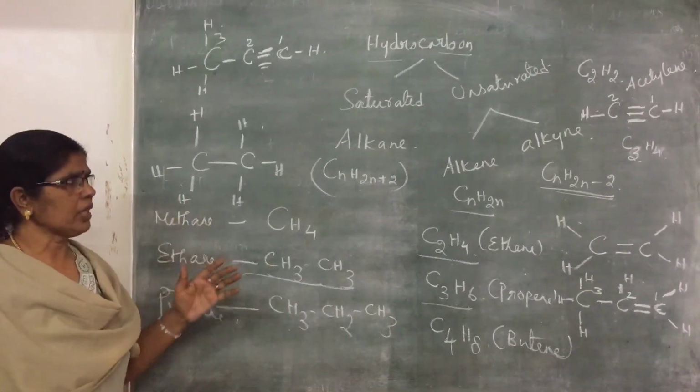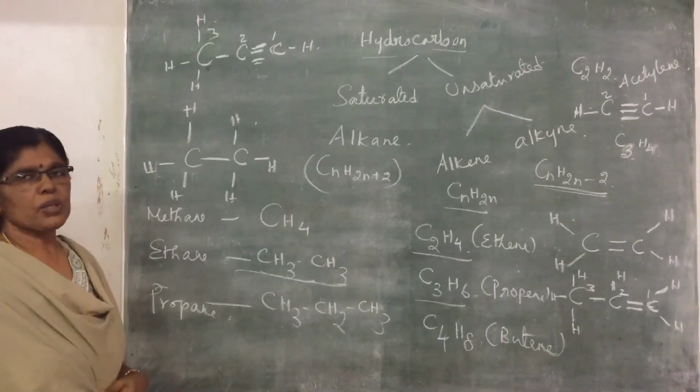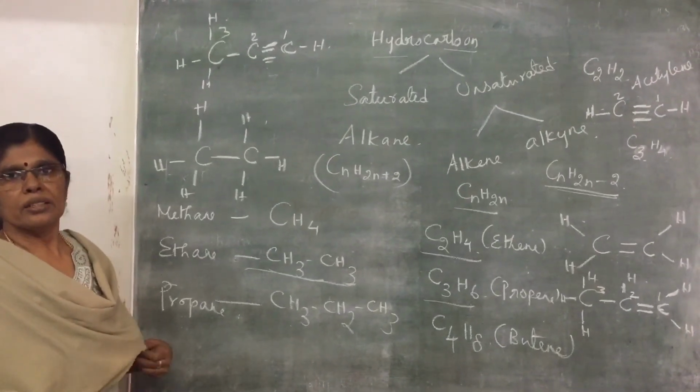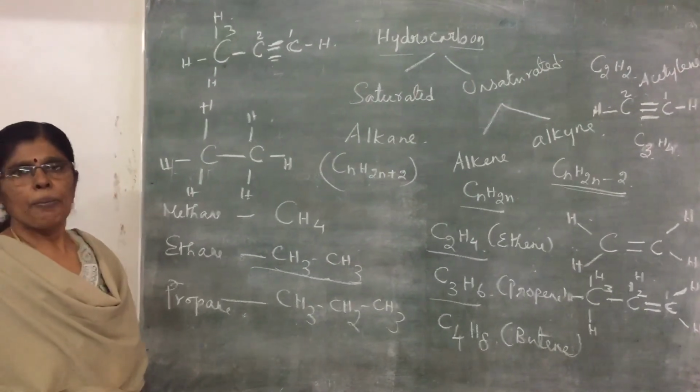Alkane has the general formula CnH2n+2, alkene has the general formula CnH2n, and alkyne has the general formula CnH2n-2.